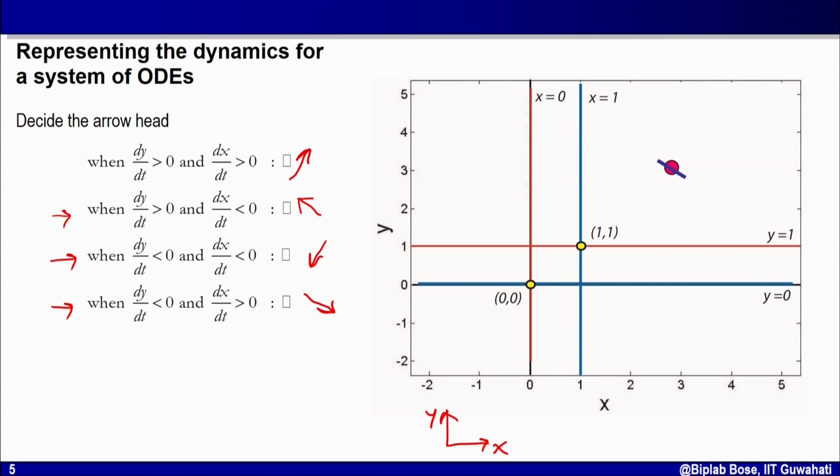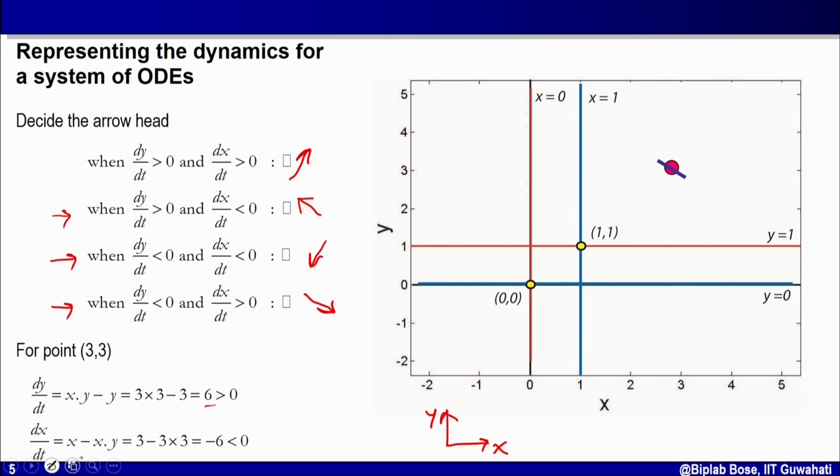So let us go back to our point (3, 3) and calculate what the arrowhead direction will be. At point (3, 3), dy/dt is given by the ODE xy minus y, that is 3 into 3 minus 3, that is 6. So 6 is greater than 0. dx/dt is x minus xy, that is 3 minus 3 into 3. So I get minus 6. So minus 6 is less than 0.